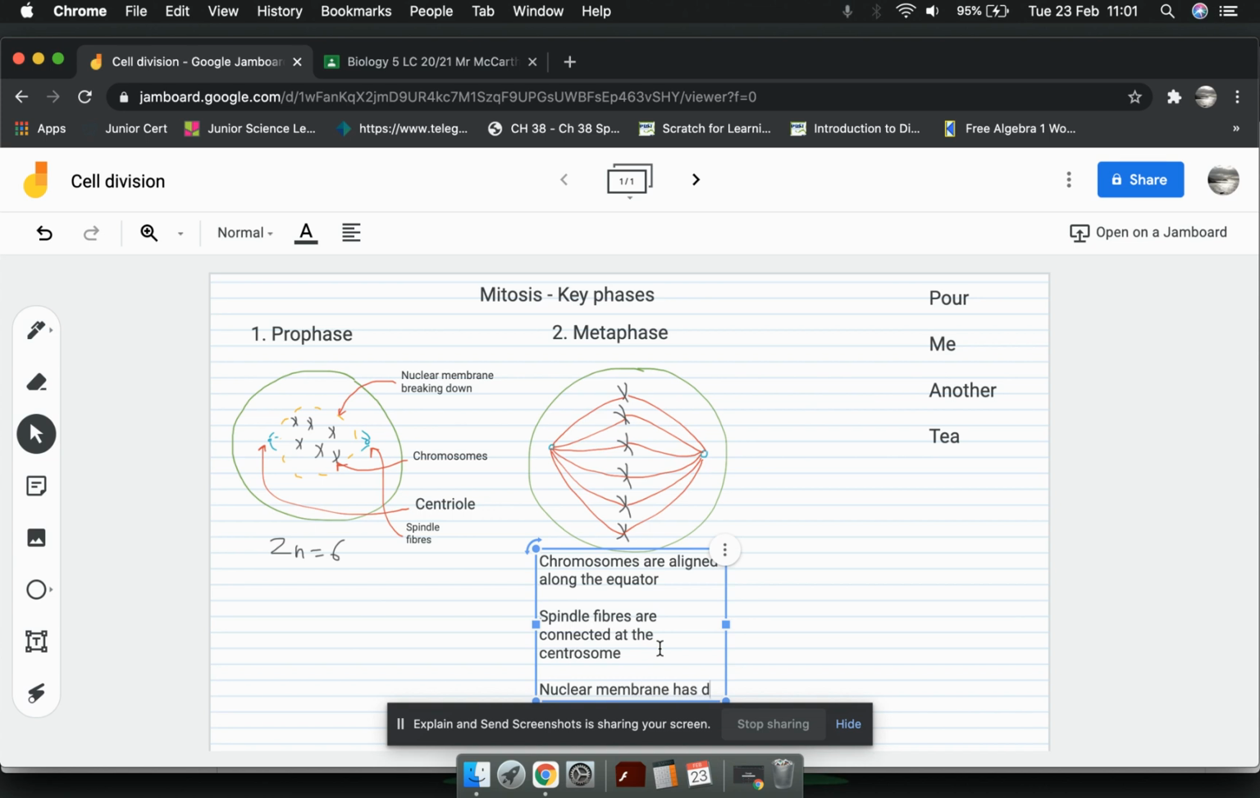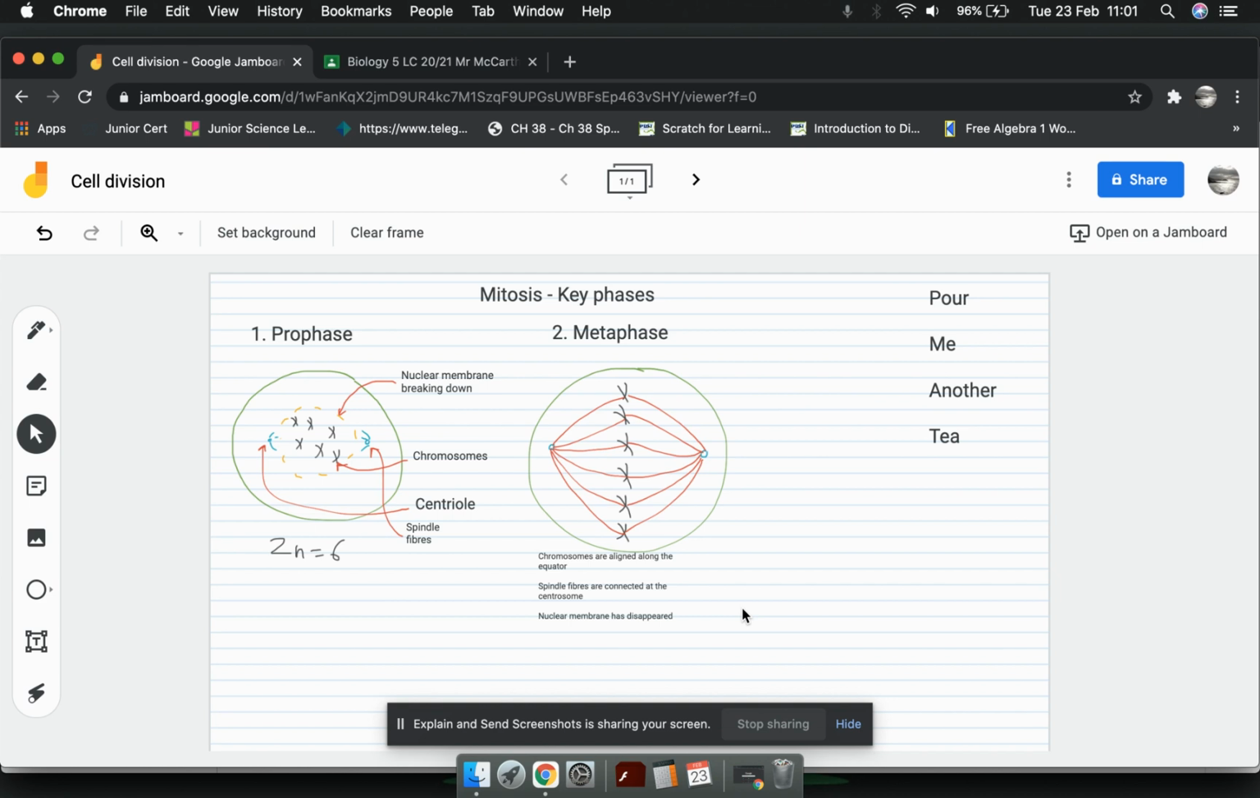Has disappeared. Probably spelled that wrong there. Hold on. Yeah, has disappeared. Right. So those would be the main things here that describe metaphase at that stage.